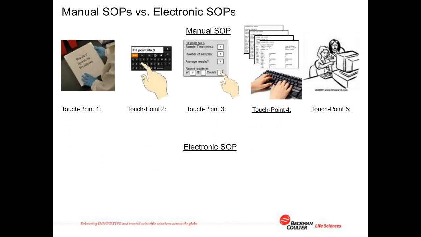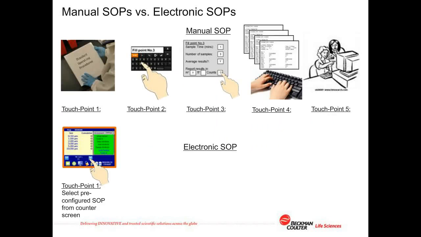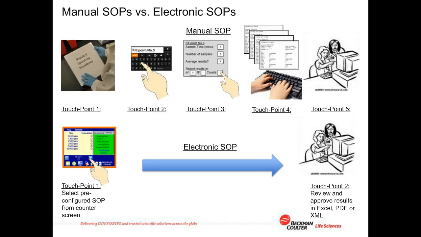So now if we compare that electronic SOP to the manual SOPs, which we had previously, all the user has to do is select the pre-configured SOP from the screen on the counter. The counter is configured, the electronic record is created, and it goes straight to touch point 2. So we've reduced 3 manual steps in there, or 4 manual steps, sorry, and we go straight to an electronic record, which is now ready for review and approval.